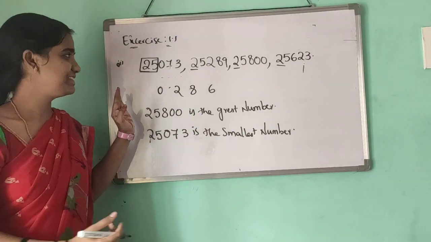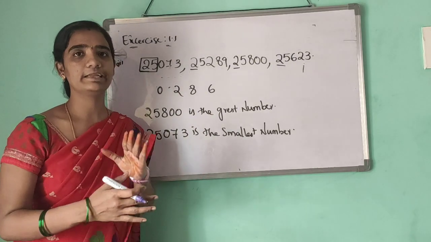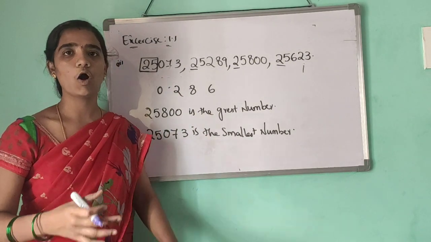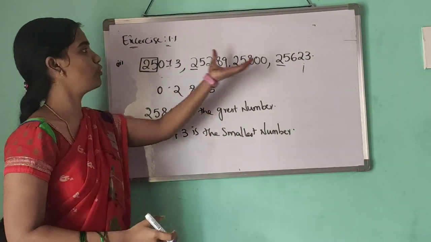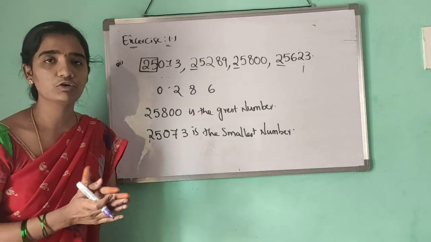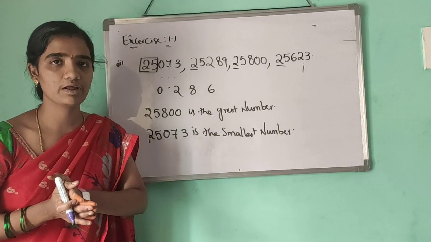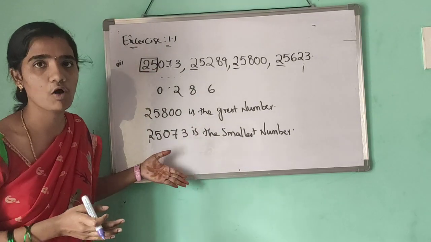So, something disturbance. This process is repeated for all the given 4-digit numbers or 5-digit numbers. We have to use this process to find which is the greatest and which is the smallest number. How can we do this?